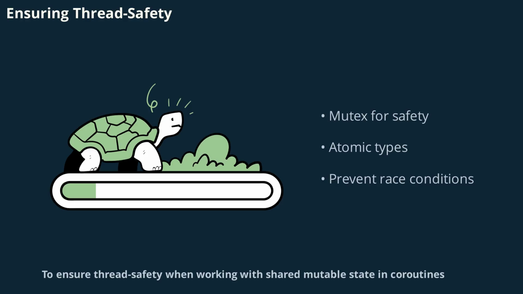To ensure thread safety when working with shared mutable state in coroutines, use synchronization mechanisms like locks, mutexes, or atomic operations. Kotlin's mutex and atomic types are designed for this purpose, preventing race conditions and ensuring safe concurrent access.